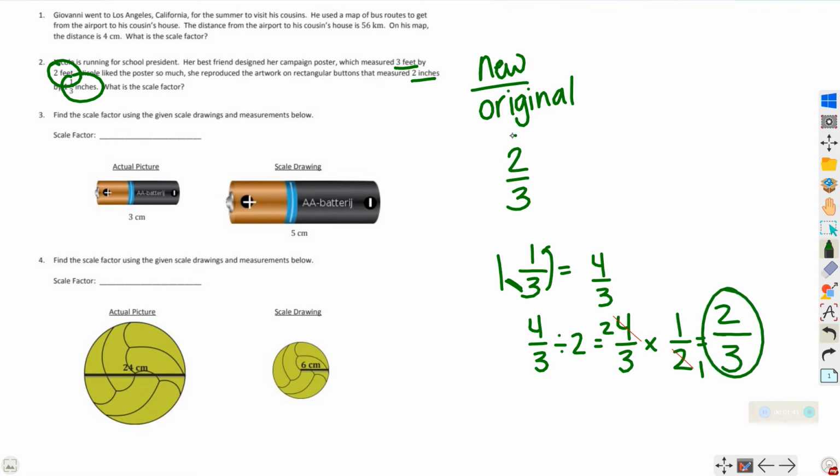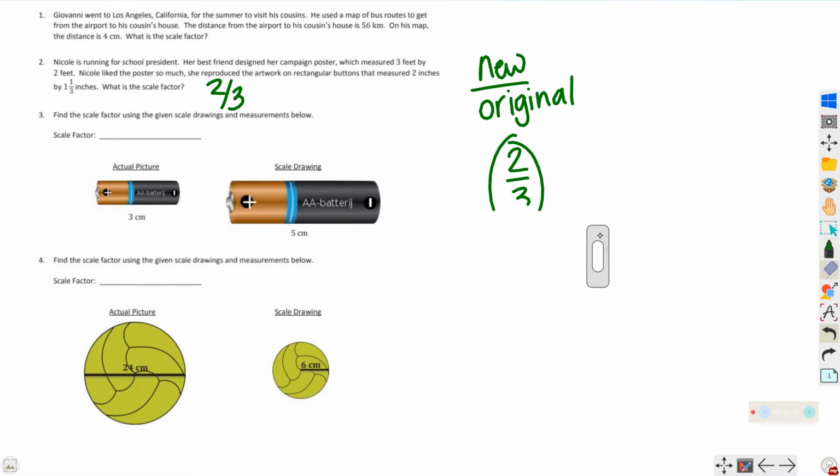So our scale factor for number 2 is going to be 2/3. I do see on some papers when students are working on this that they convert them both to inches, which is also okay, and so you may end up with a different answer for that one, and I kind of just want to show you what you might see.